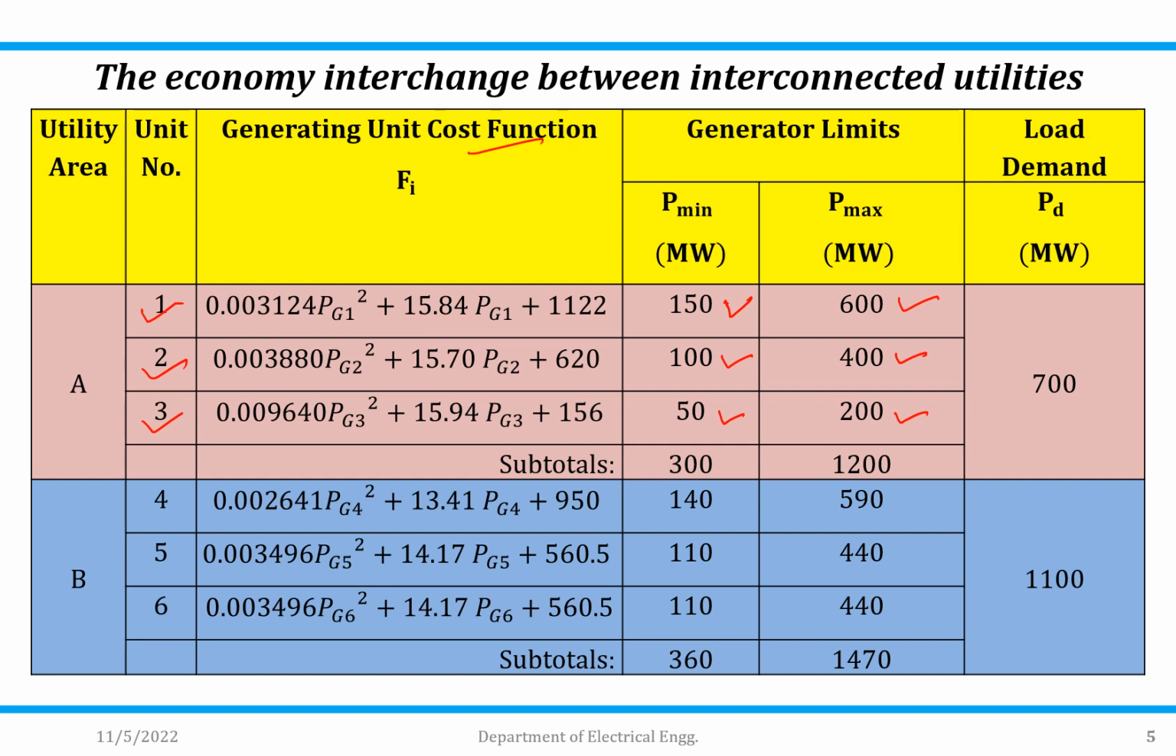So if you see here the total demand, what is the total demand? The total demand is nothing but a minimum of 300. If I add the maximums, it will be 1200.